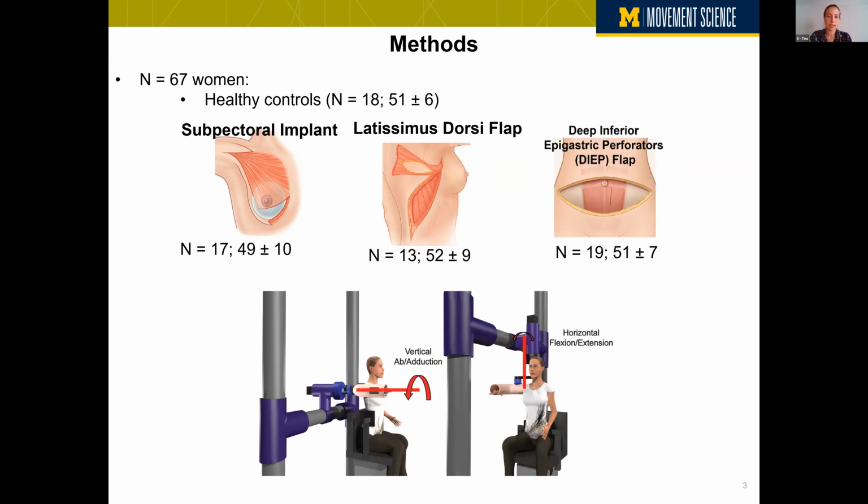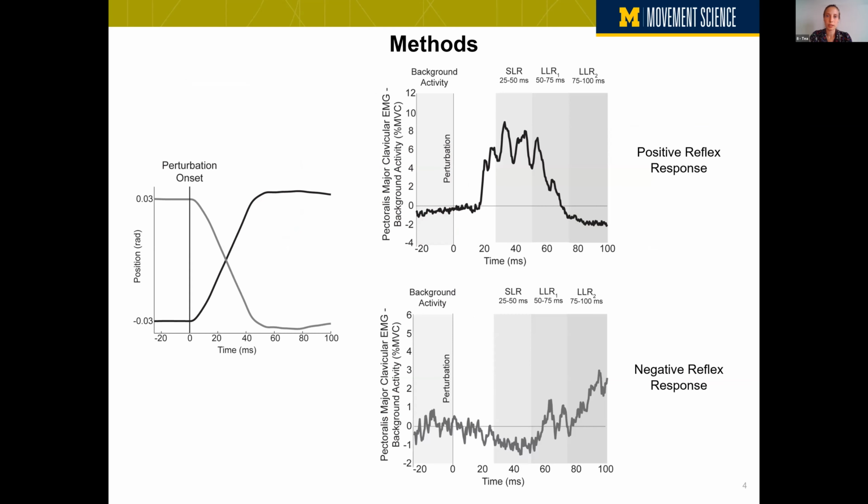Participants were comfortably seated in a chair with their upper extremity constrained in a cast, and a robot delivered small stochastic perturbations in vertical abduction-adduction or horizontal flexion-extension, while participants exerted minimal torques in one of the 4 directions. We collected EMG from the clavicular and the sternocostal regions of the pectoralis major. Following this, we quantified the short and the long latency stretch reflexes when the muscle was stretched or lengthened.